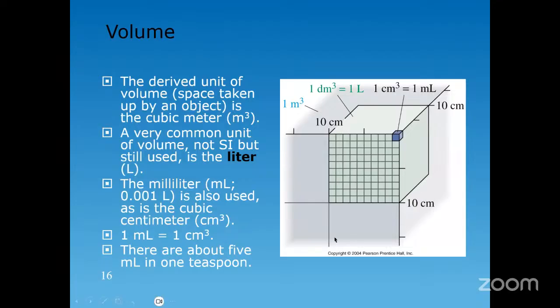Now, this diagram here is showing you the relationship between different units, some of them derived, some of them not, right? So what we have here is a large cube that is 10 by 10 by 10 centimeters in its dimensions. Imagine this large cube made up of smaller cubes, each with a 1 centimeter edge length. What does that mean? That means each of the smaller cubes would have a volume of 1 centimeter cube, right?